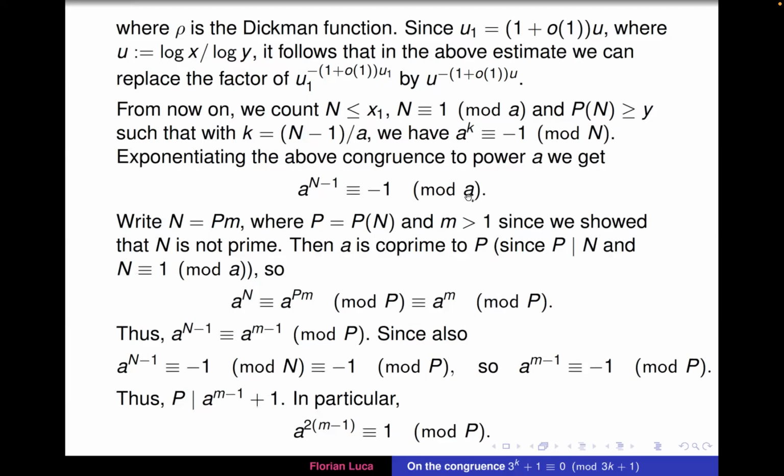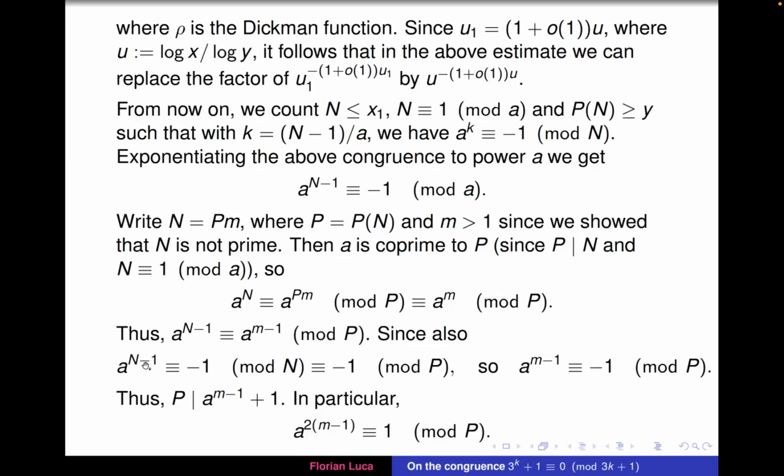So instead of keeping the full congruence modulo capital N, I want to keep the congruence only modulo capital P, where P is the largest prime factor of N. Modulo capital P, a to the power P, I can replace it by a, thanks to Fermat's little theorem. So a to the capital N is a to the capital P m, which is a to the m mod P. Therefore, a to the capital N minus 1 is little a to the power m minus 1 modulo P.